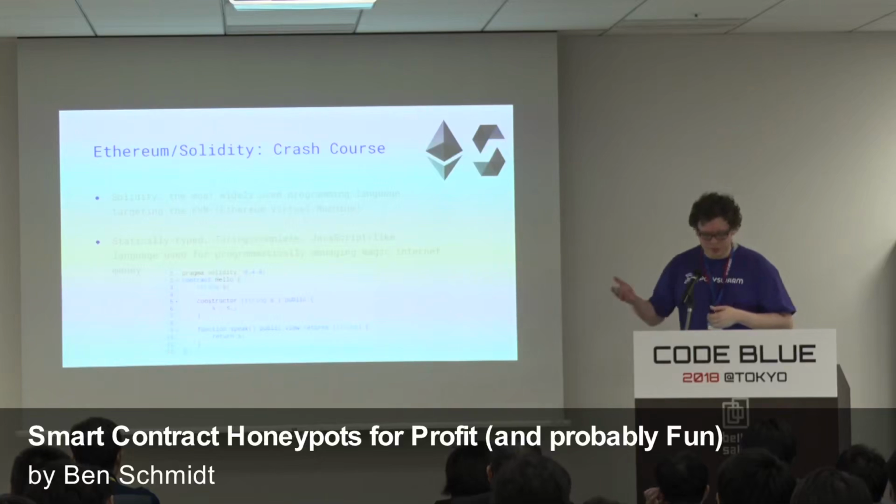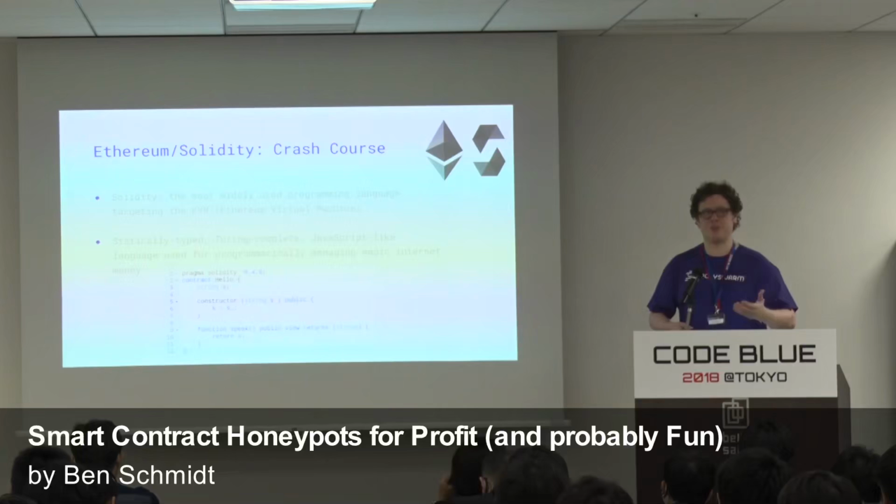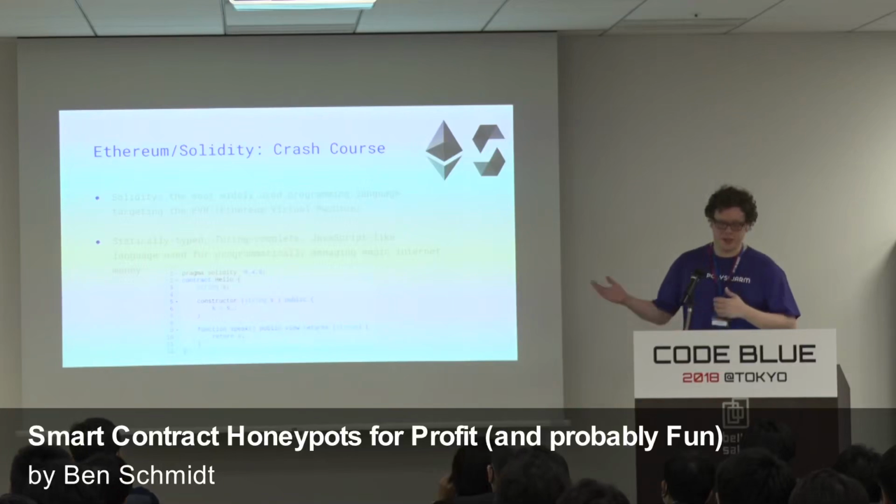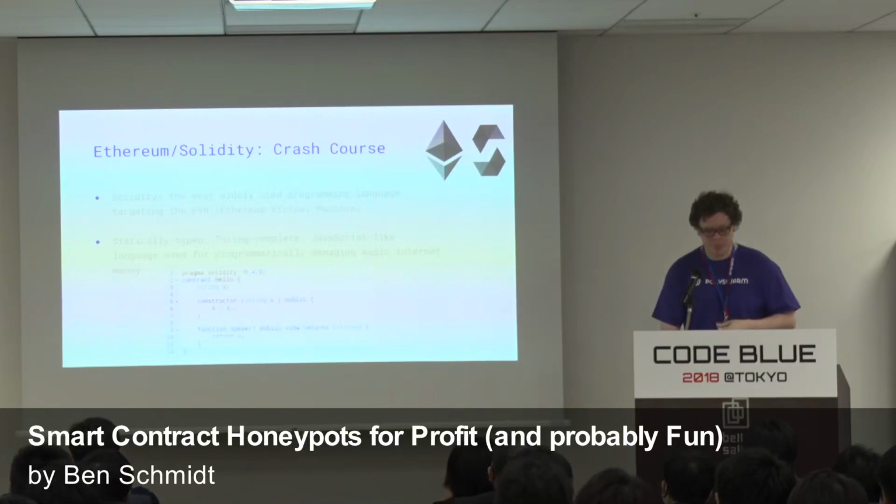So this is a simple example. All it does is let you store a simple string to the chain and allows you to view it in a particular way.